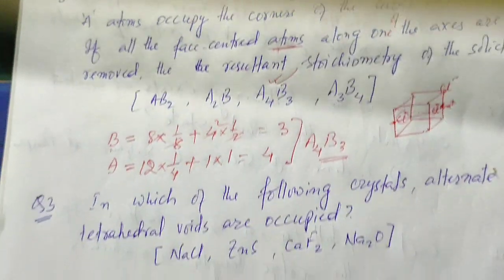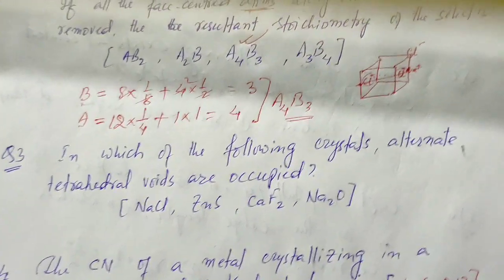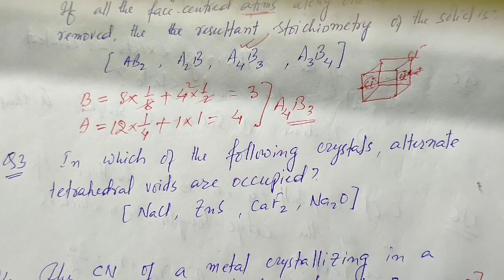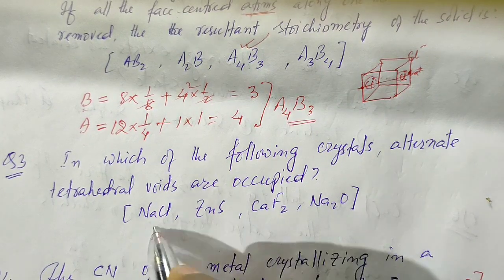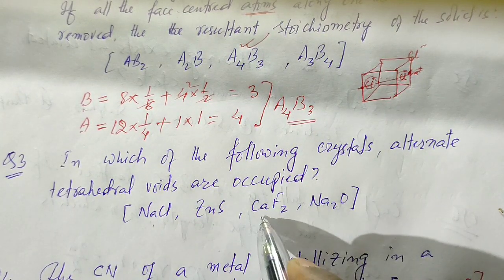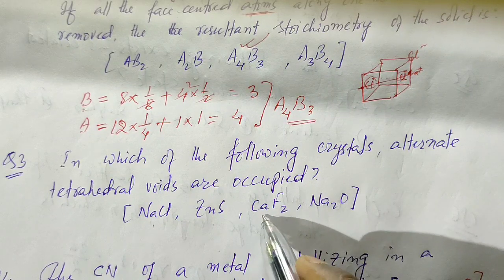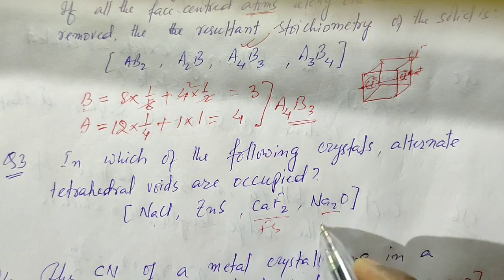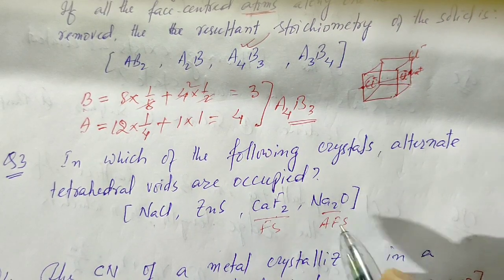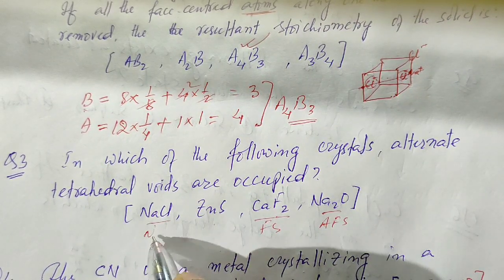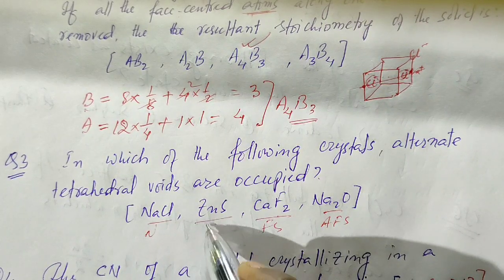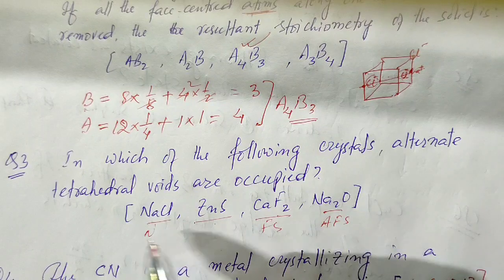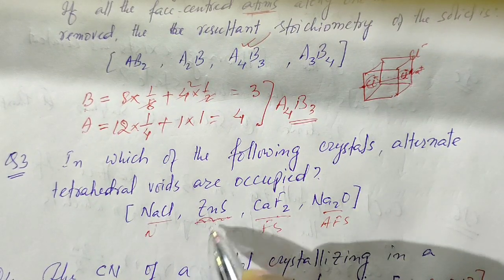Okay. Let us go to the third question. In which of the following crystals are alternate tetrahedral voids occupied? NaCl, zinc sulfide, next is calcium fluoride and sodium oxide. This is fluorite structure, this is anti-fluorite structure, this is NaCl structure, and this is zinc sulfide structure, and the alternate tetrahedral voids are occupied in zinc sulfide structure.